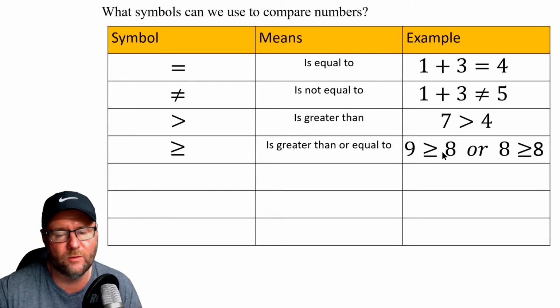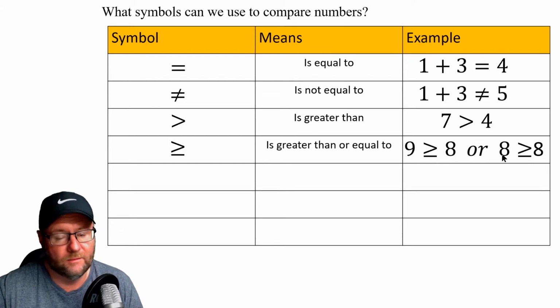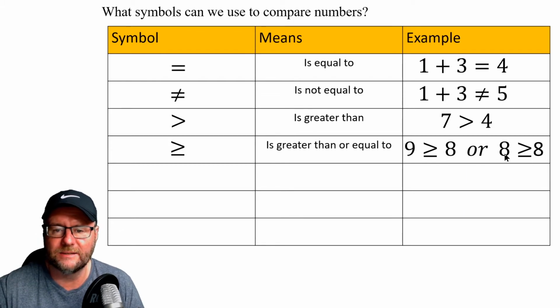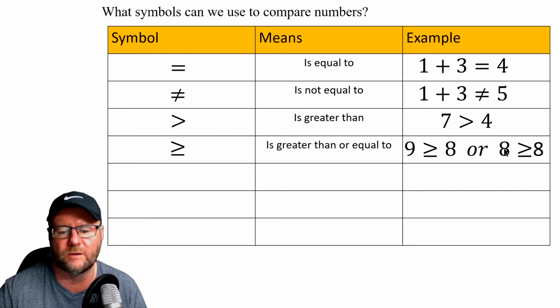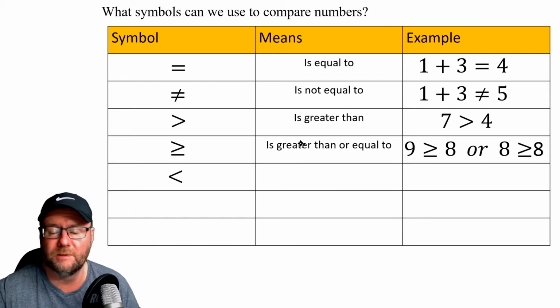9 is greater than or equal to 8. This one also is true. 8 is greater than, which it isn't, but it's or equal to 8. So because 8 equals 8, I could use that sign. It's either greater than or it's equal to. So this sign kind of covers two different possibilities.